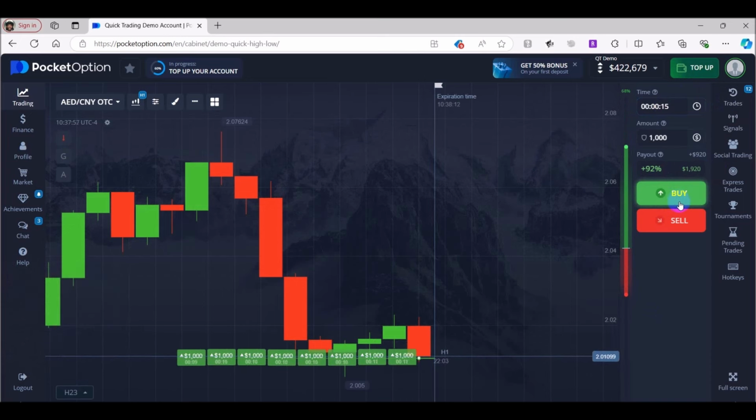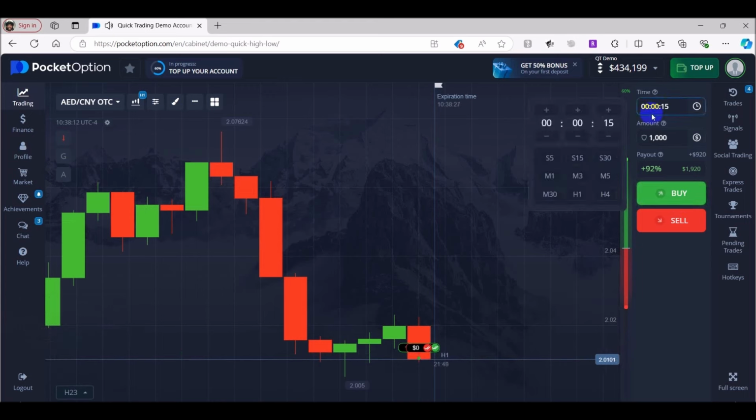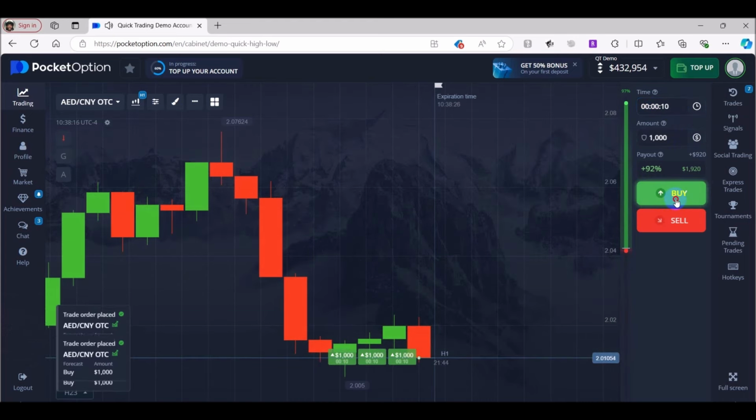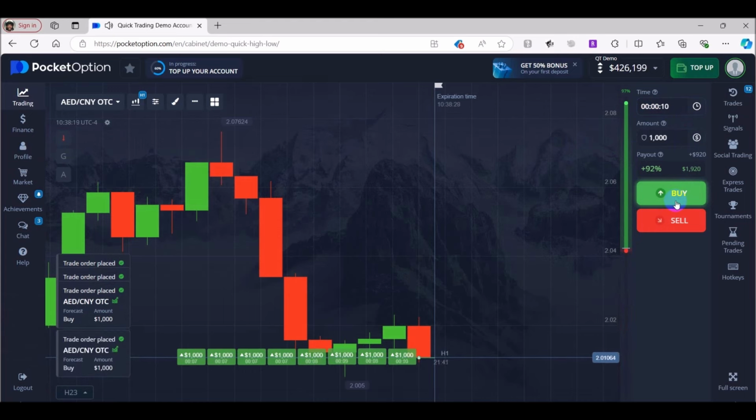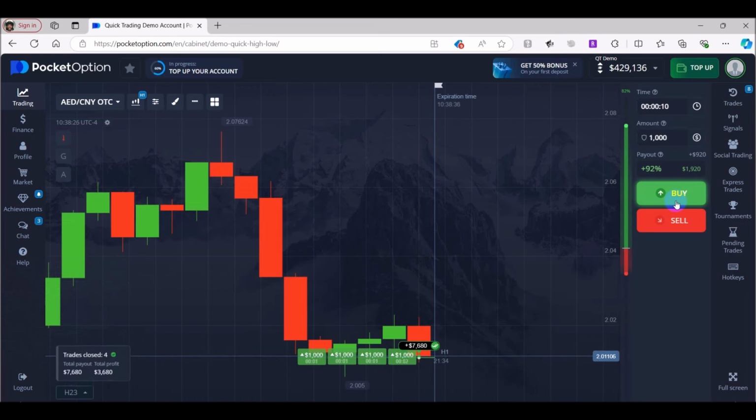So it pushed down, came back up. Windows. I said came down. Windows.